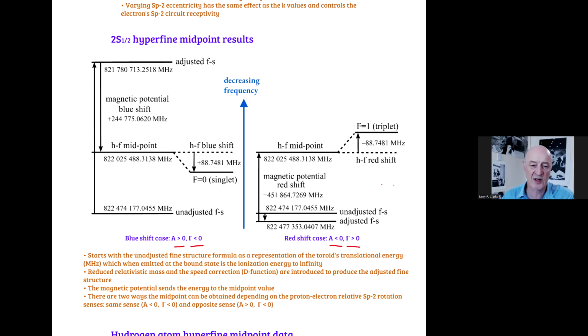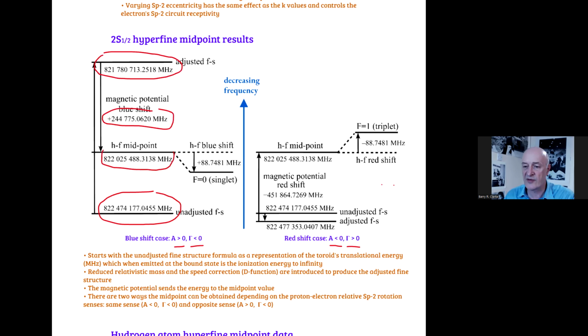So you start off the calculation with the first fine structure formula I showed you. You include a reduced mass, you include the d speed correction with the gamma parameter, and then you end up with the adjusted fine structure frequency in megahertz. And now if you add the magnetic potential term, which with A bigger than 0 is a blue shift, you actually increase in frequency going down the diagram to the hyperfine midpoint.